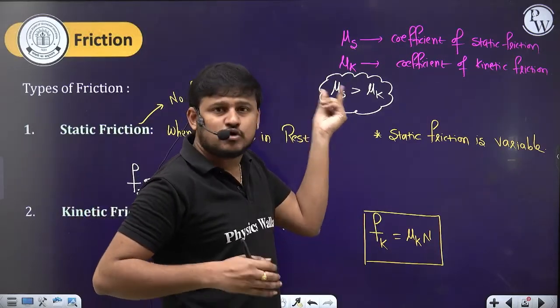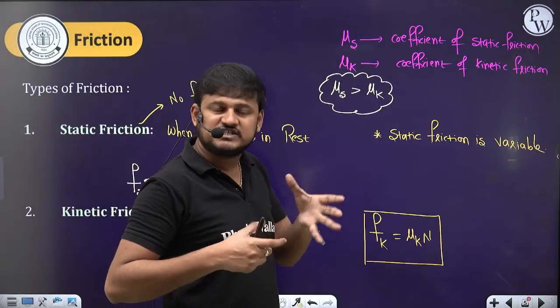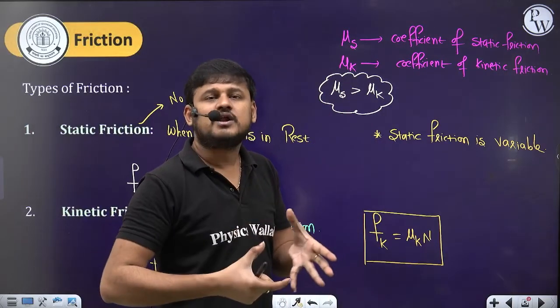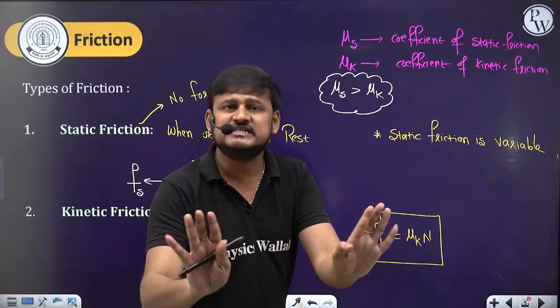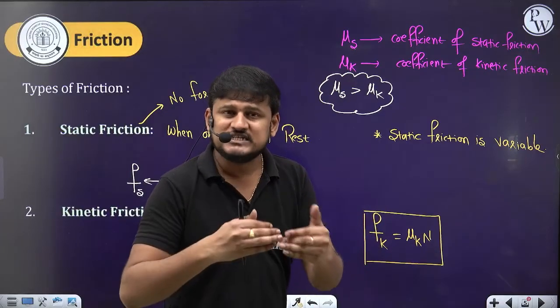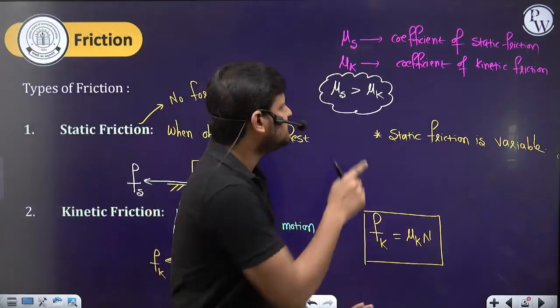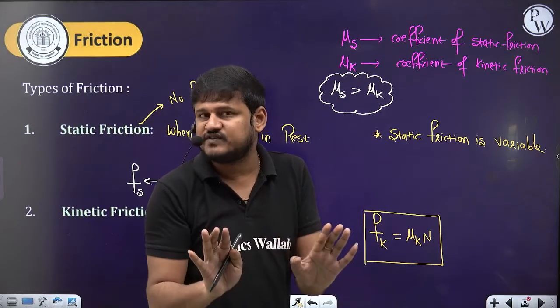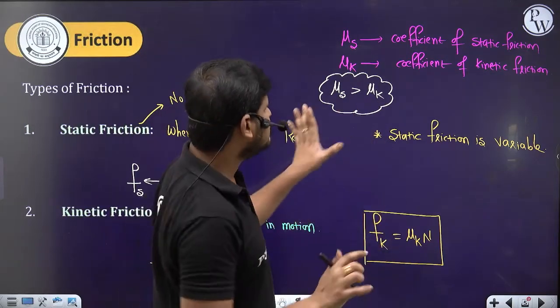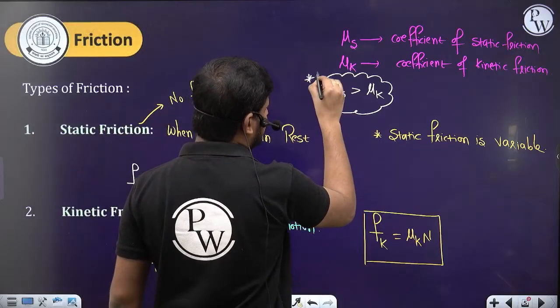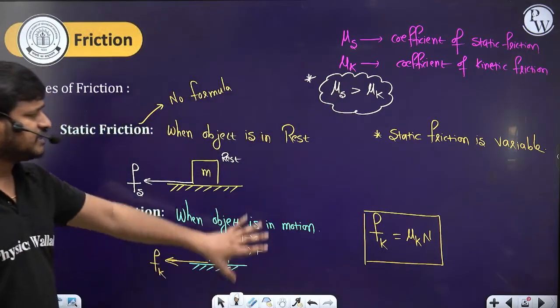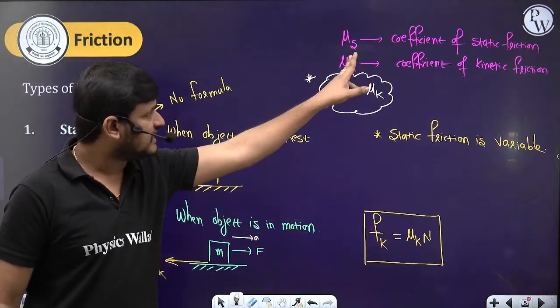It will be more. If the coefficient of static friction is more, that's why you are unable to move the object easily initially. Once it starts moving, you can apply less force. That means the coefficient of kinetic friction is less. Okay, so this point is very, very important. Note it down. Clear? There are two types of coefficients of friction, static and kinetic.